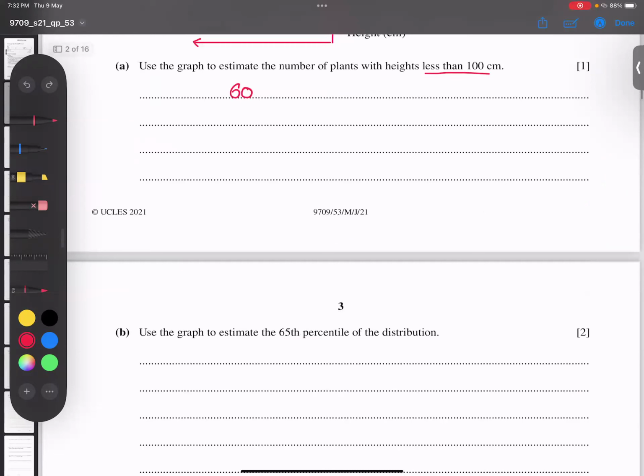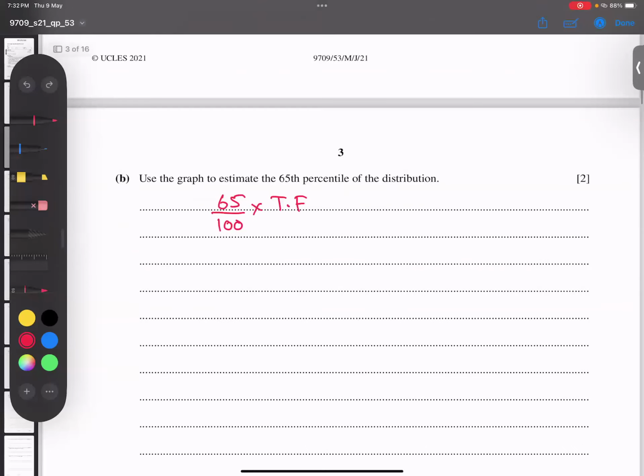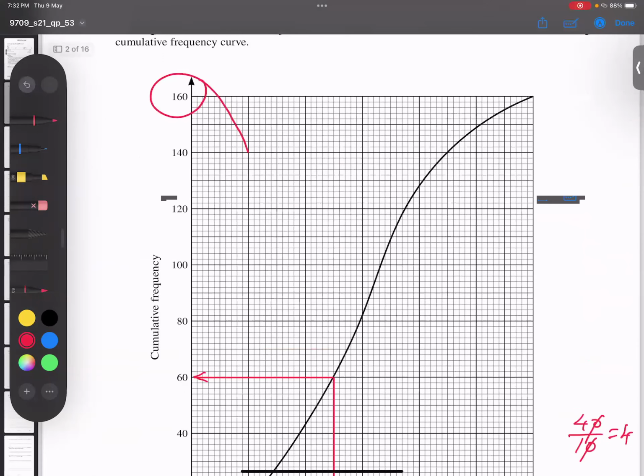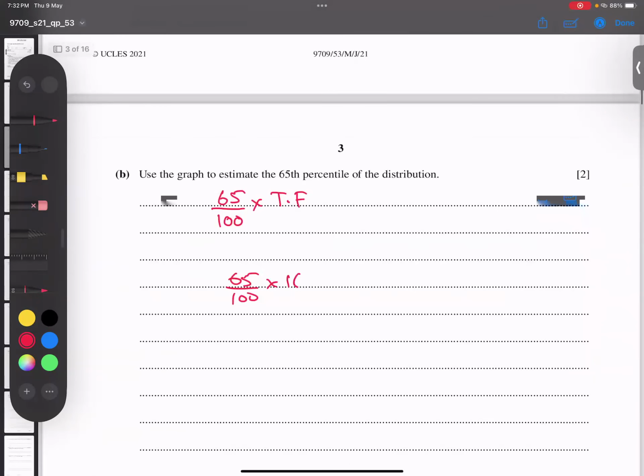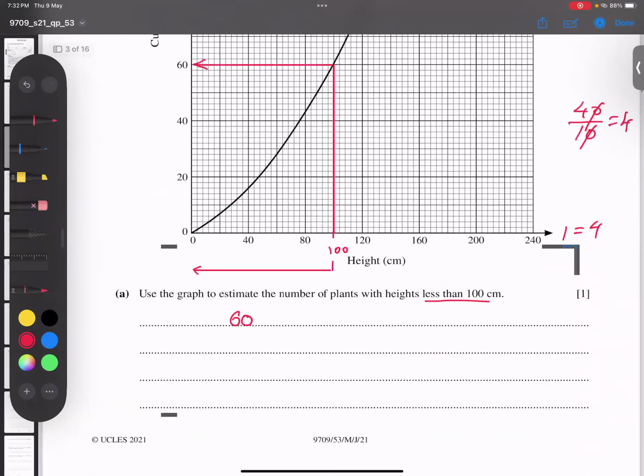Estimate the 65th percentile. The 65th percentile is 65 over 100 times the total frequency, and the total frequency you know very well: 65 over 100 times 160. If I calculate, it gives me 104. So is 104 our answer? Not at all.